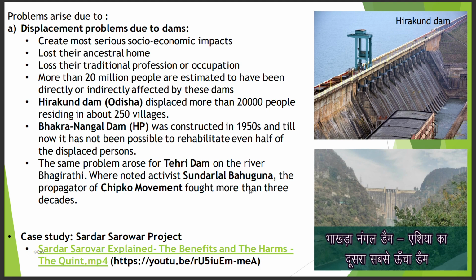Hirakud Dam displaced more than 20,000 people residing in about 250 villages. Bhakra Nangal Dam was constructed in the 1950s and till now it has not been possible to rehabilitate even half of the displaced persons. The same problem arose for Tehri Dam in the river Bhagirathi. Noted activist Sundarlal Bahuguna, the propagator of the Chipko movement for more than 3 decades. Then Sardar Sarovar project.